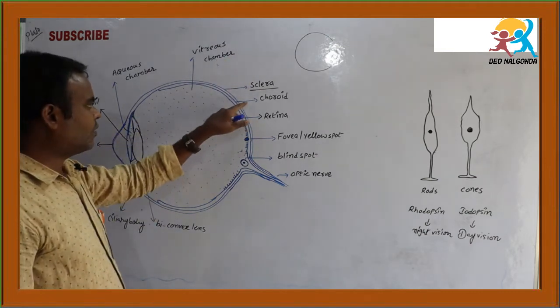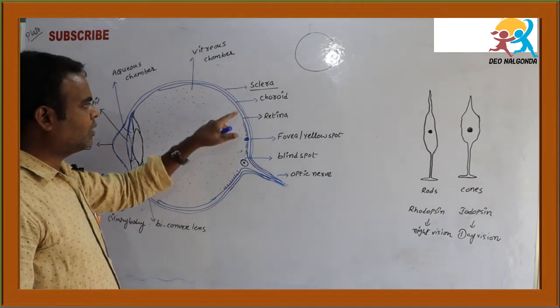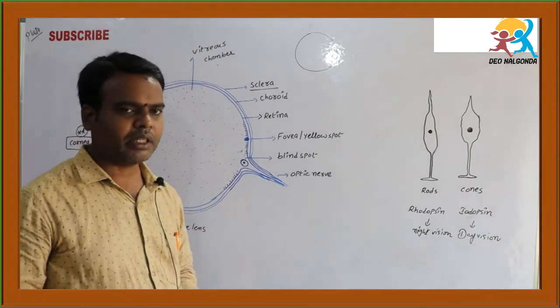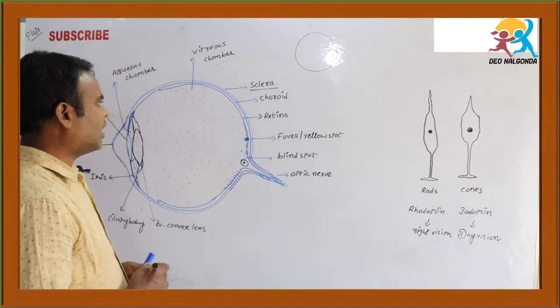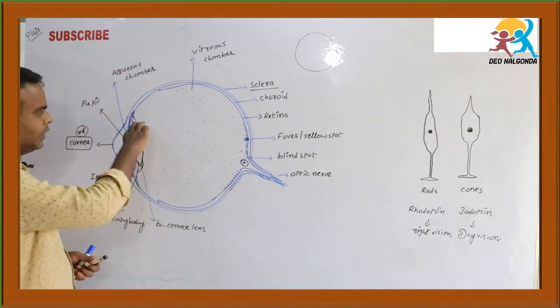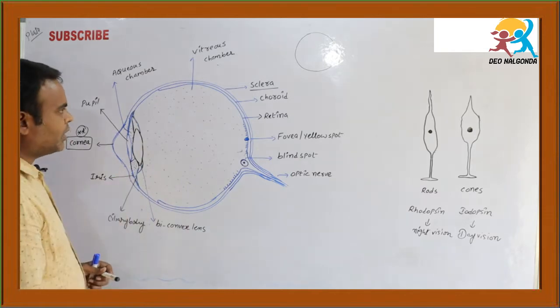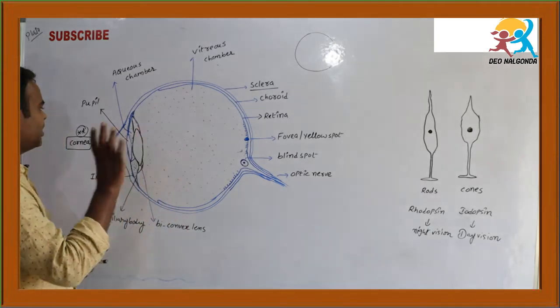The second one is the choroid layer, the middle one. The choroid layer contains a large number of blood vessels, that is very important, but the color of the choroid is black. Here at the anterior side it is black in color. The most important thing is the choroid layer forms three structures.